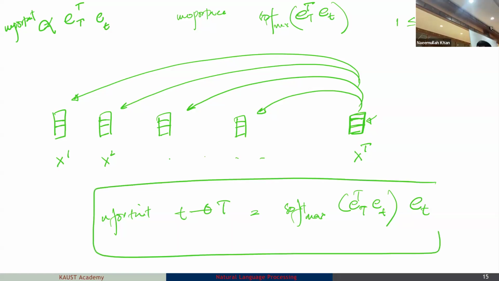This simple thing made large language models possible.